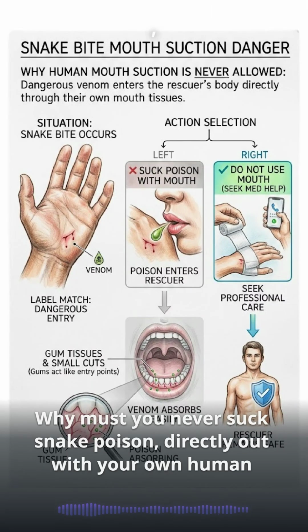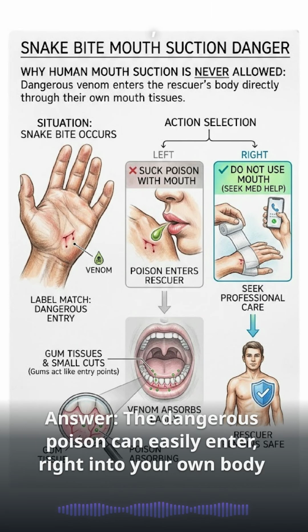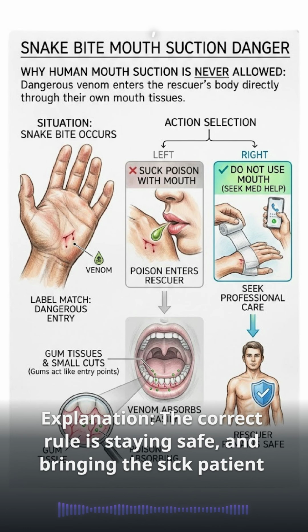107. Why must you never suck snake poison directly out with your own human mouth? The dangerous poison can easily enter right into your own body through your gums. The correct rule is staying safe and bringing the sick patient to the hospital fast.